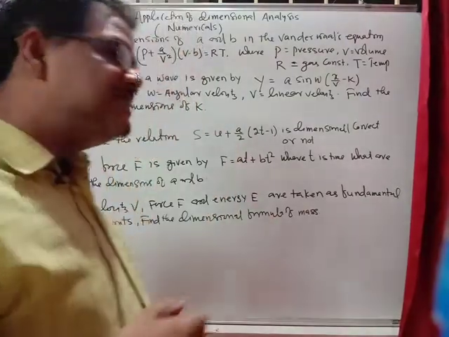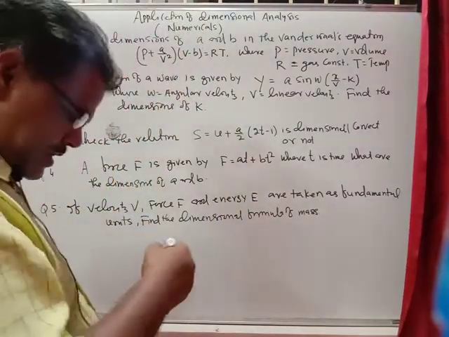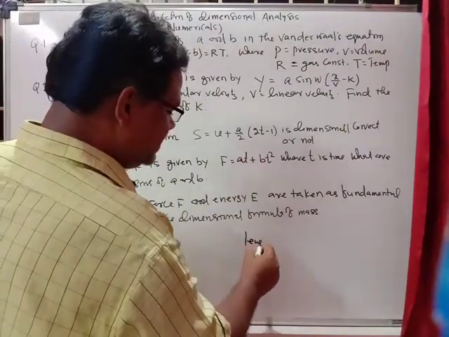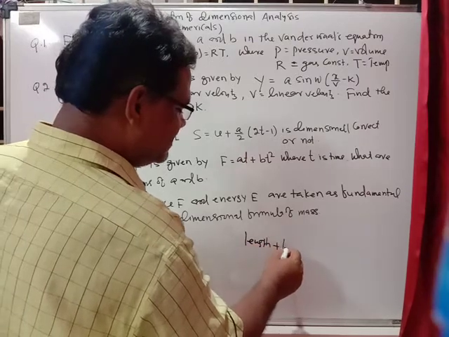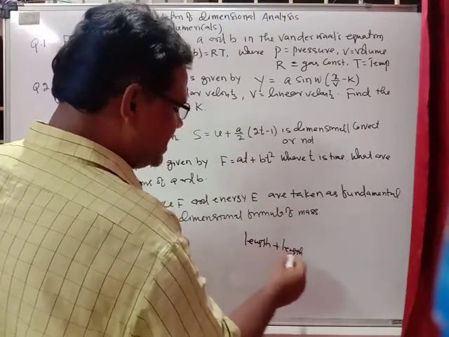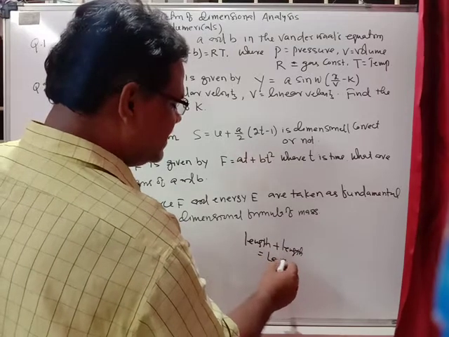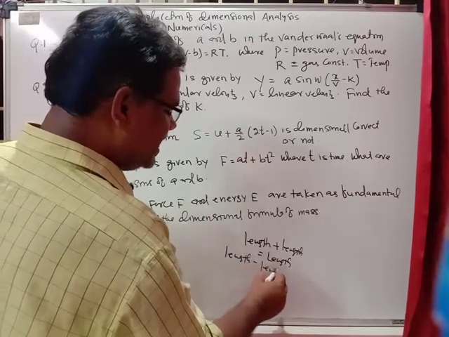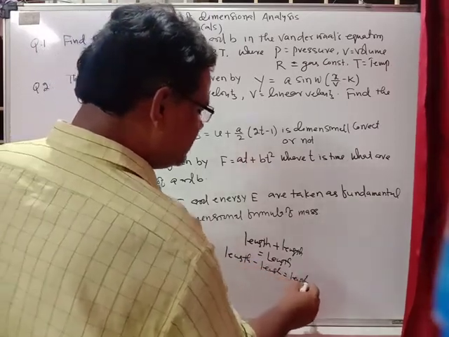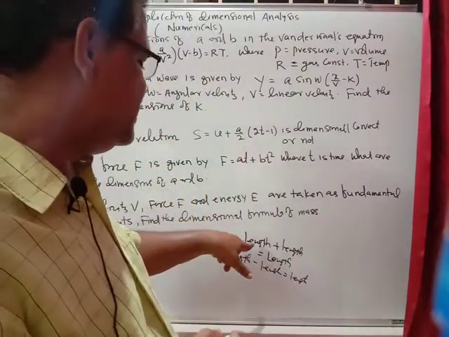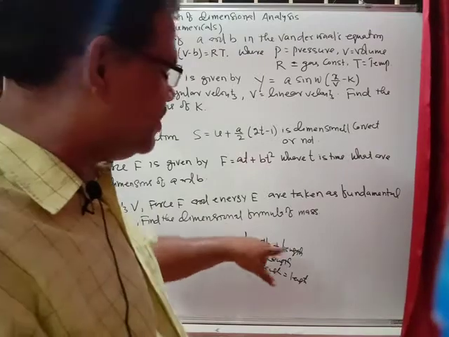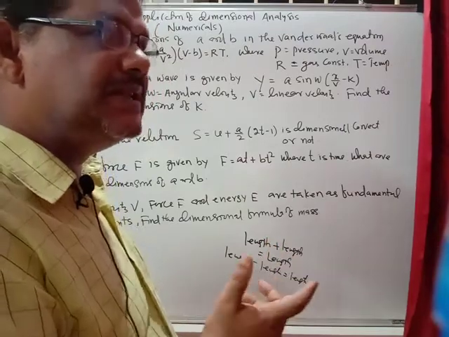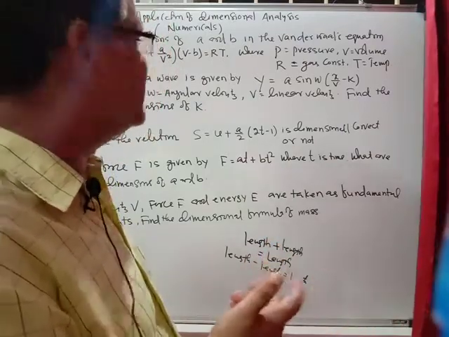In dimensional analysis, suppose you talk about length. If length plus length, we get the result length, or length minus length also gives the result length. That means if physical quantities of the same dimension are added, the result is the same physical quantity, and if the same physical quantities are subtracted, the result is also the same physical quantity.